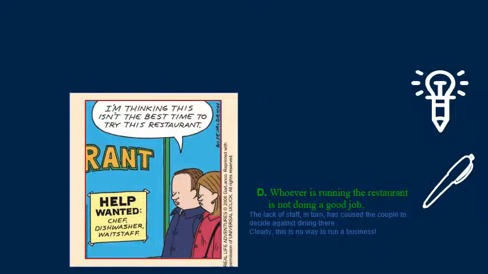Another explanation is that the lack of staff has in turn caused the couple to decide against dining there, clearly, so there is no way to run a business.